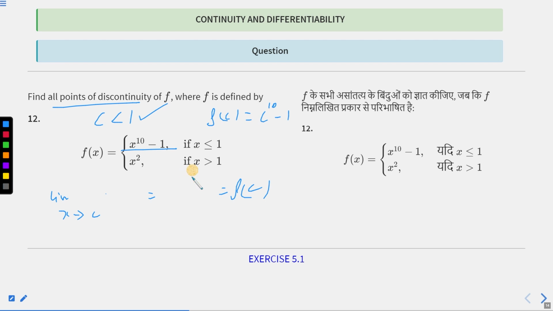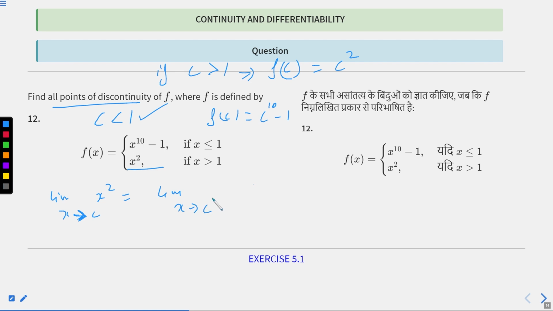Now what about if c is greater than 1? If c is greater than 1, then I have to choose this. This means f of c will be c square. Clear. Now x tends to c, where I am talking about c greater than 1. If c is greater than 1, then this will happen. Then the limit x tends to c will be what? Directly I am saying that this will be c square, and this is the same as f of c. So it is continuous at this point also.